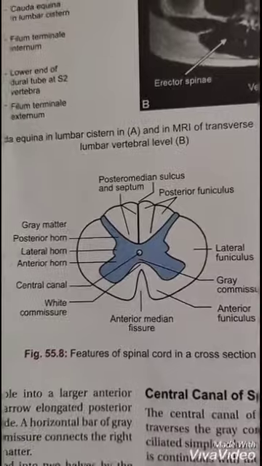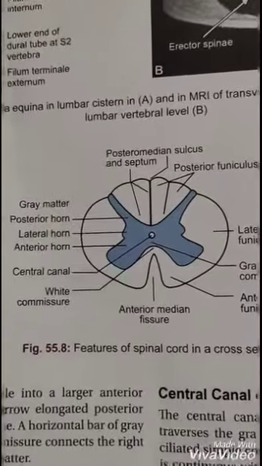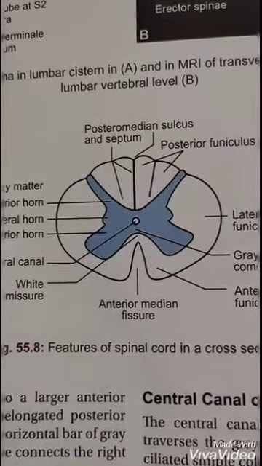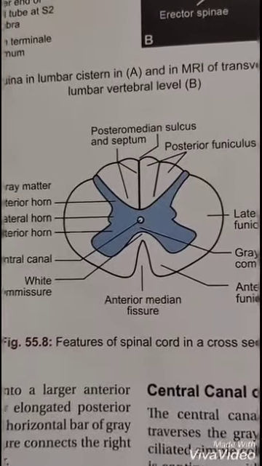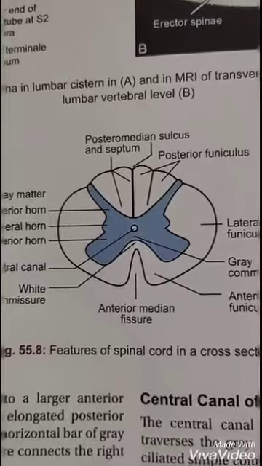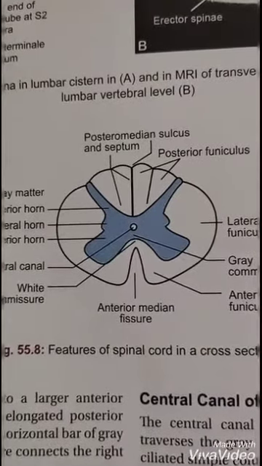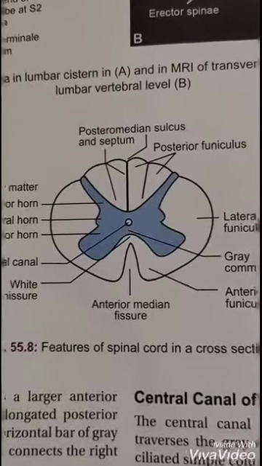So this is the internal structure of the spinal cord. It is divided into two equal symmetrical halves, a right and a left half, by the presence of the anterior median fissure and posterior median sulcus. Into this the pia mater dips, which is called the posterior median septum.